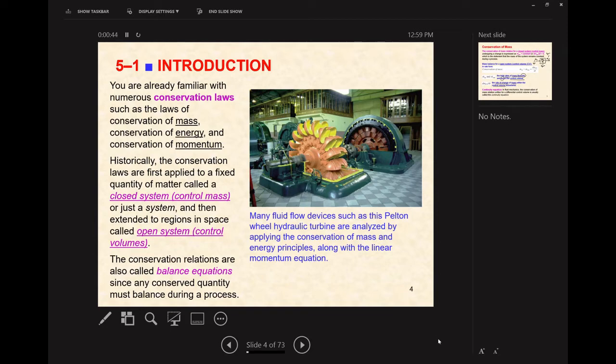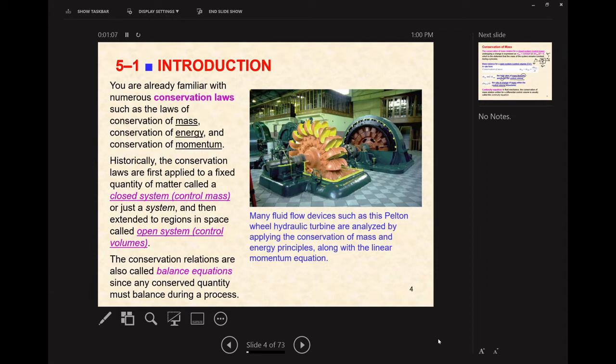Okay, and then this system can also be extended to regions in space called an open system, or in other words we call it control volume. So what happens now is that not just energy can enter and leave the system, but we also allow the mass to enter and leave the system. That is what we call an open system.